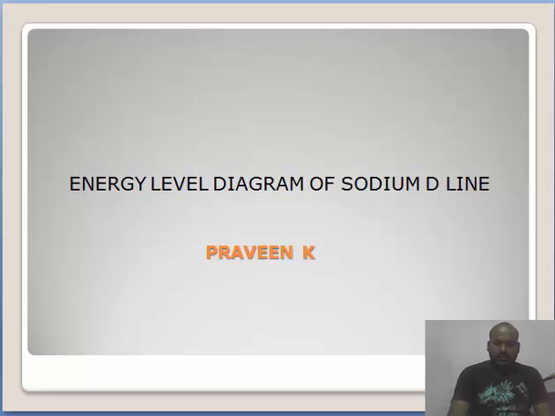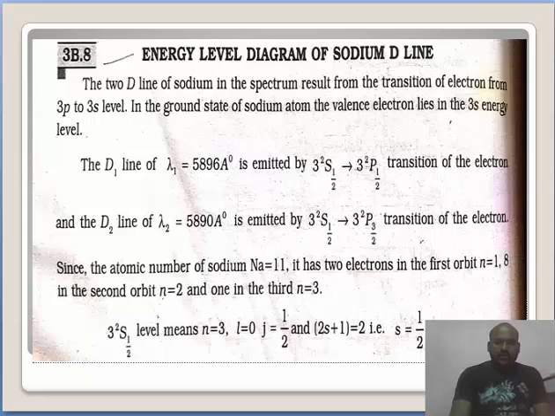I will show the PPT. All of you, okay, energy level diagram of the sodium D line.